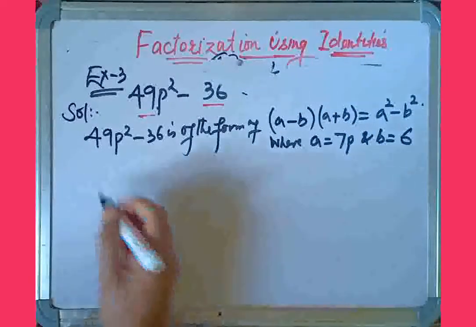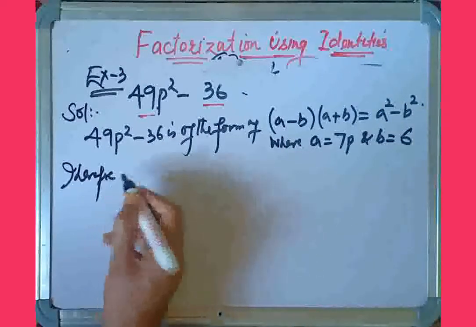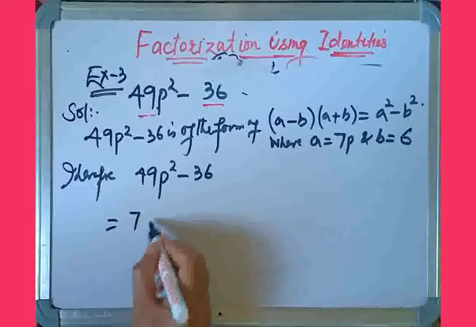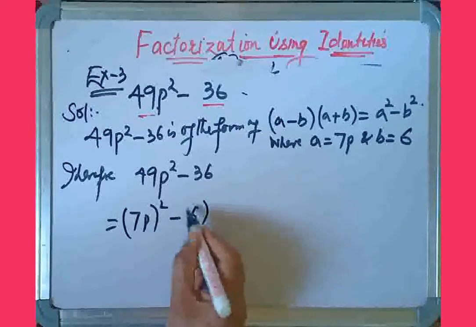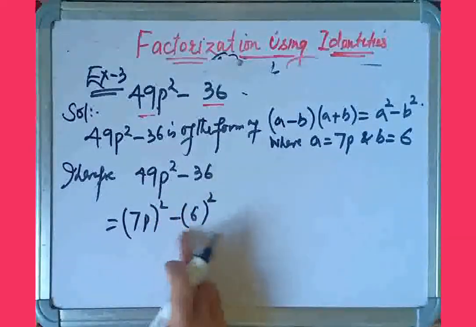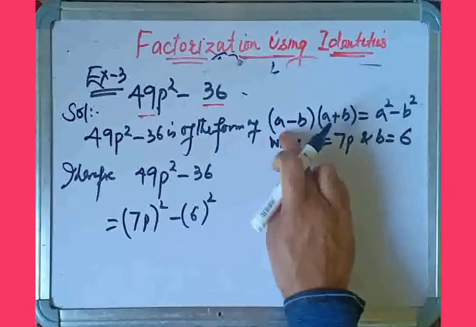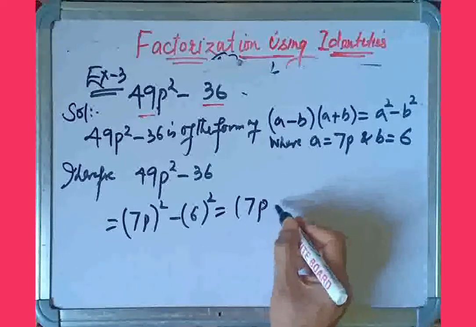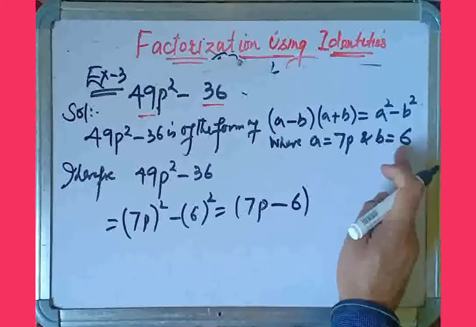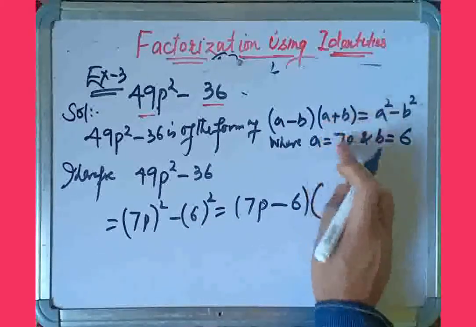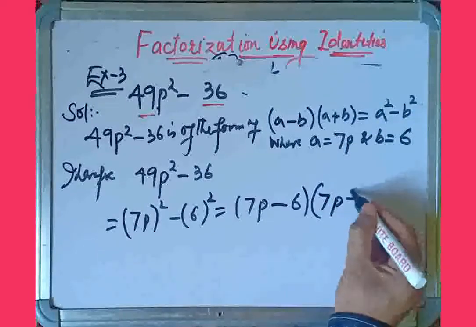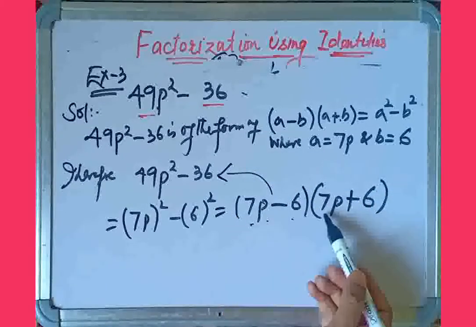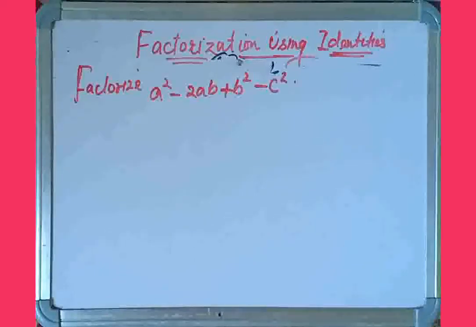Therefore, 49p square minus 36 is equal to 7p whole square minus 6 whole square. And this is a square minus b square, which is equal to a minus b into a plus b, where a is equal to 7p and b is equal to 6. So these are the factors of this expression: 7p minus 6 times 7p plus 6, right? Now here is a question.